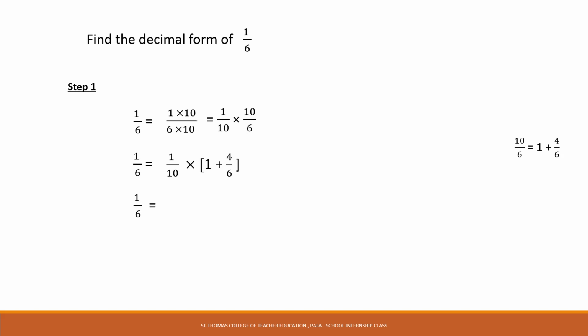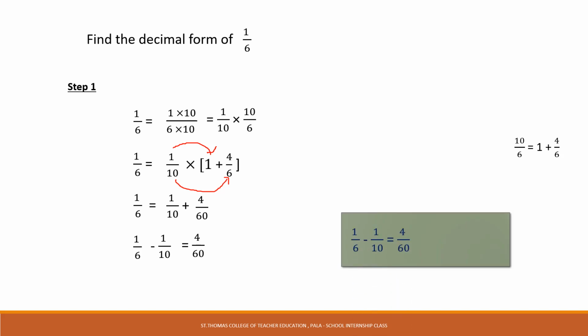Isn't it? Very good. Now what are you going to do? Yes, we are going to apply the distributive law. So we multiply 1 by 10 into 1 and then we multiply 1 by 10 into 4 by 6. So the answer we get is 1 by 10 plus 4 by 60, isn't it? Now tell me the next step. Bringing 1 by 10 to LHS and rearranging. And so after step 1, we get the equation as 1 by 6 minus 1 by 10 equal to 4 by 60, and we consider it as equation number 1.